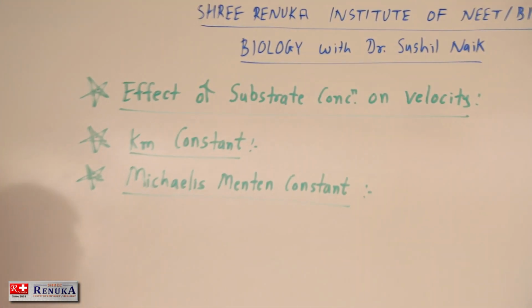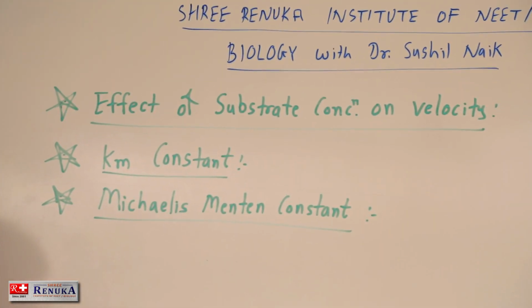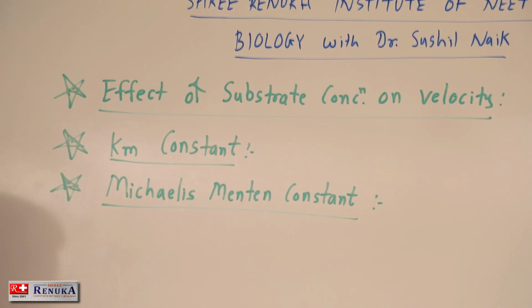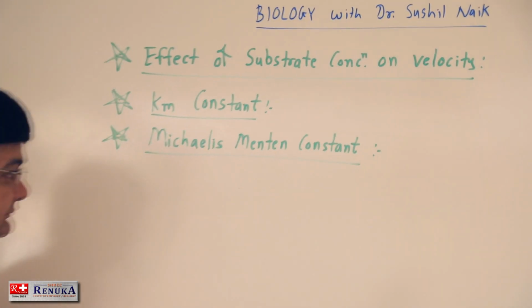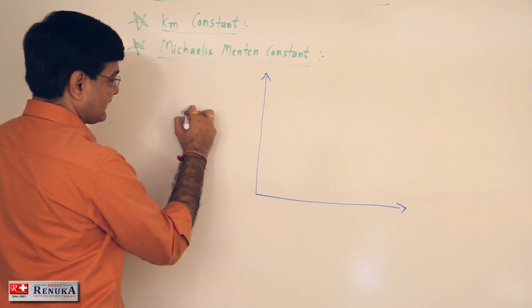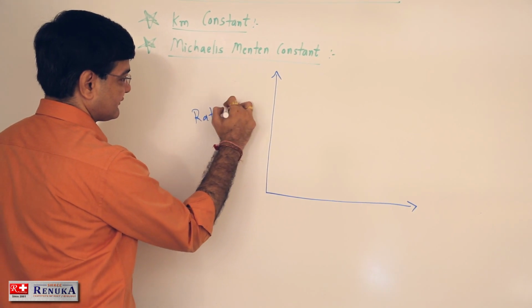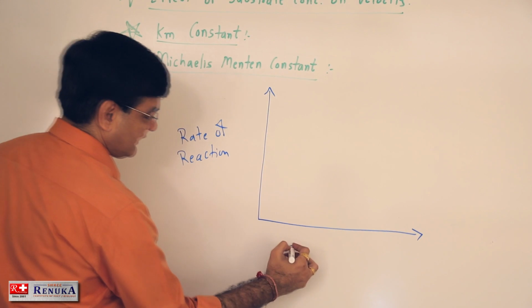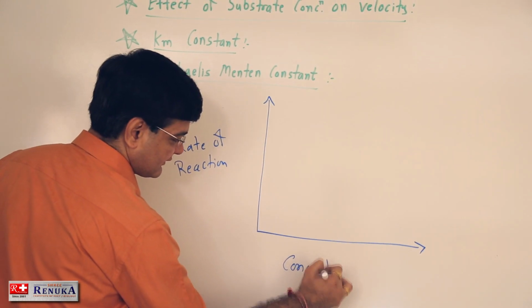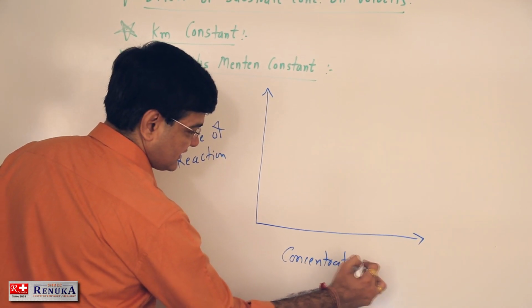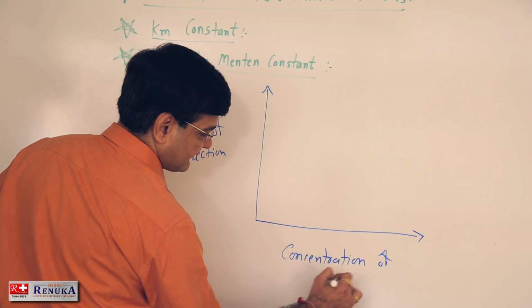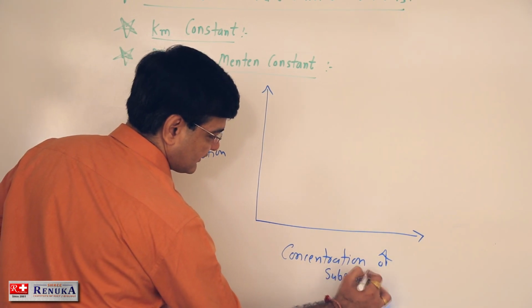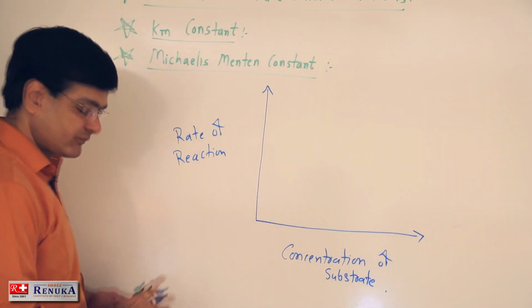with the help of Michaelis-Menten constant. We can understand this concept with the help of graph. If we draw the rate of reaction on the y-axis and concentration of substrate on the x-axis.